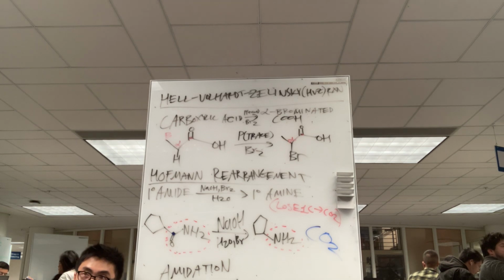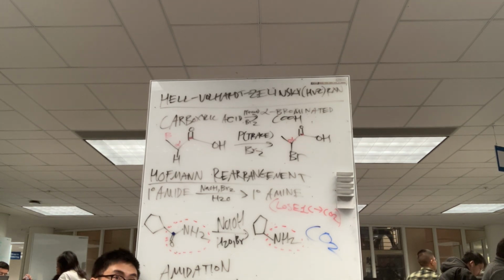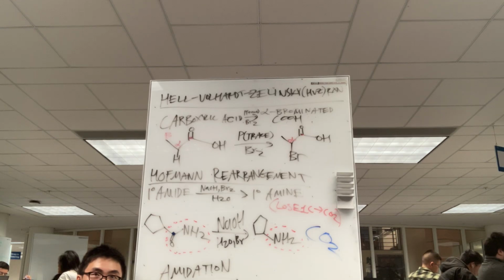Where we see that there's a negative charge on the oxygen for this resonance structure, and a negative charge on the alpha carbon for this resonance structure. Which negative charge do you guys think is more stable? The negative charge on the oxygen or the negative charge on the alpha carbon? Which one is more stable?